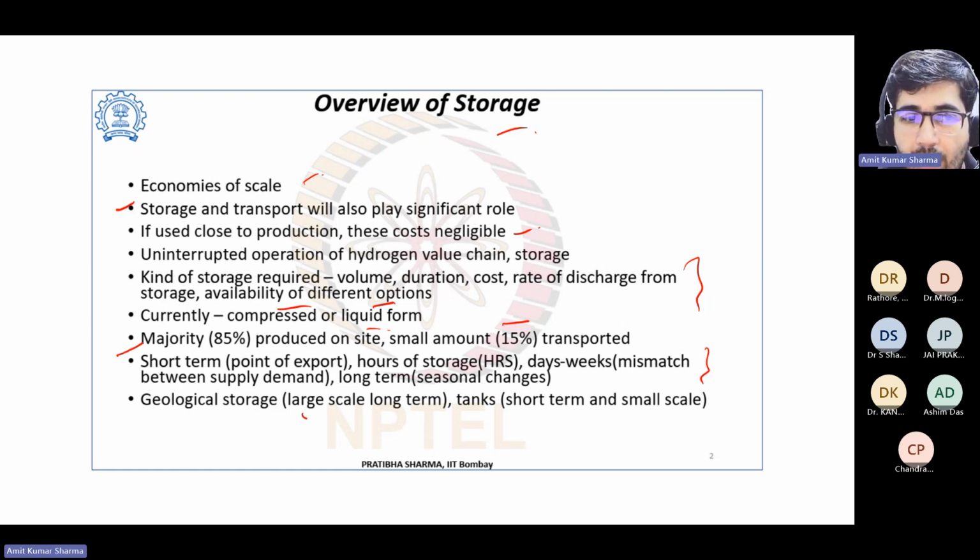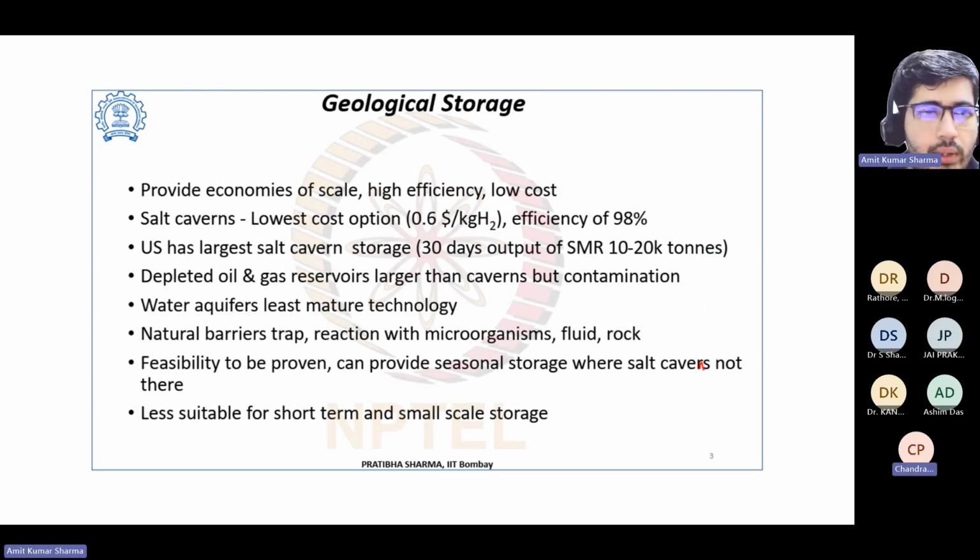So for large scale long term storage, we are using geological storage. It's the best option. For short term and small scale, the tanks are the best option. Now let's go through the geological storage. It can provide economies of scale, high efficiency, low cost.